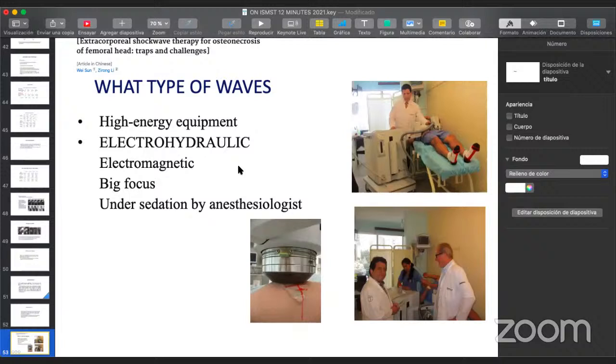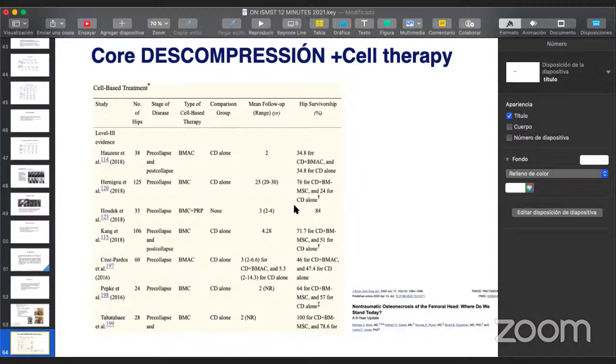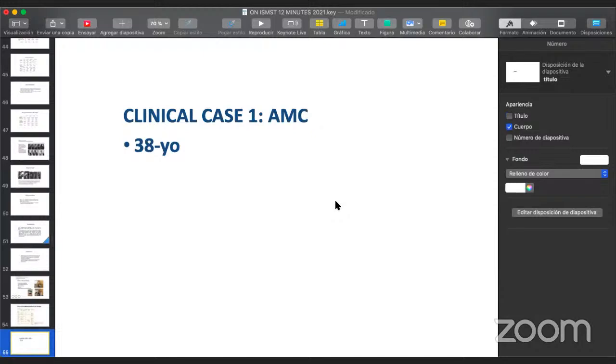This treatment must be performed, in our case, for the kind of equipment that we use, under sedation by anesthesiologists. And actually, for the information that I showed, we perform core decompression, cell therapy, plus shockwave treatment. I can show you some 3 clinical cases.